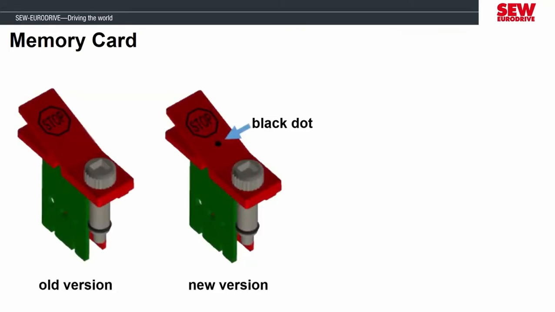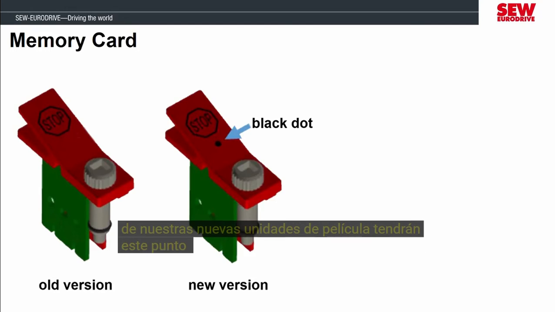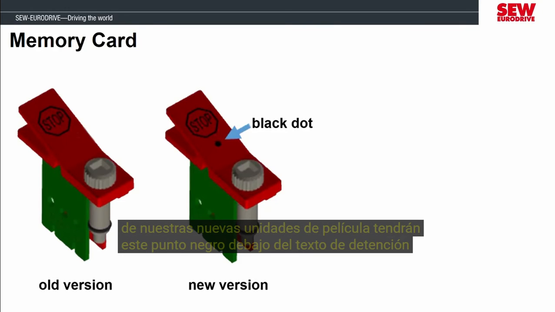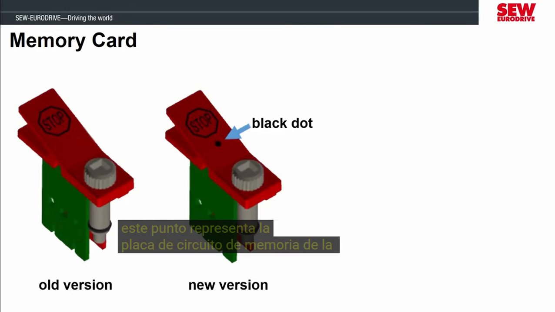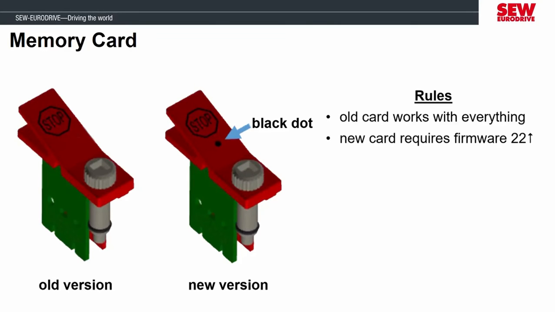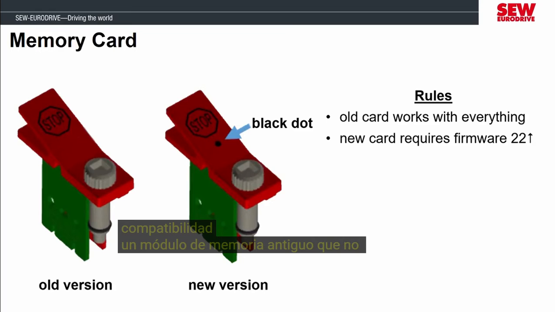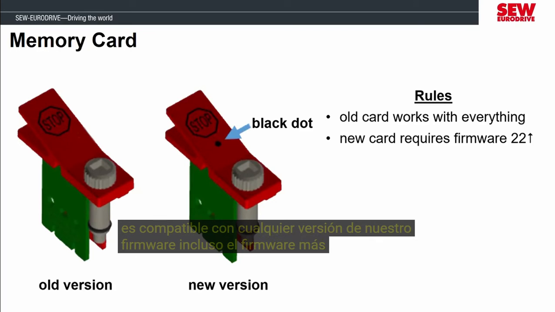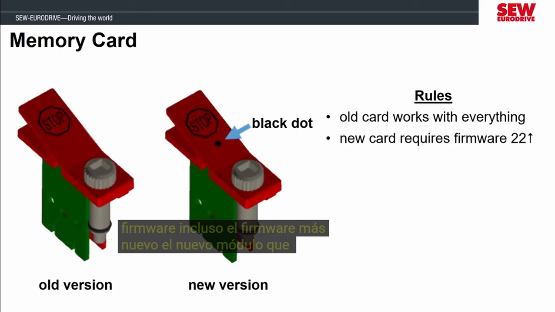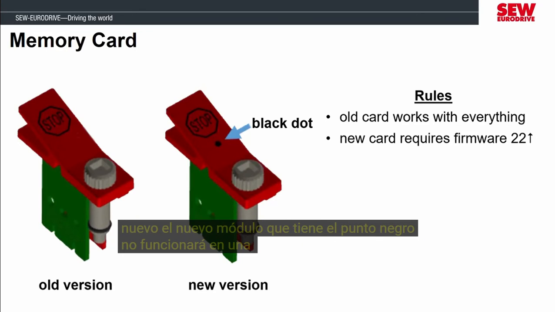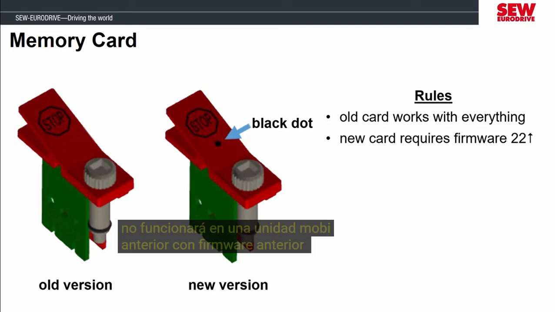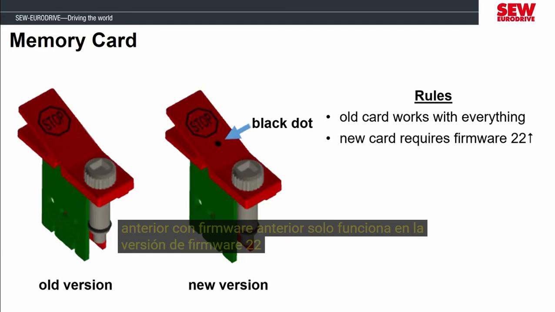In 2018, we had to make a circuit change to our memory modules, so any of our new MOVIDRIVEs will have this black dot underneath the stop text. This dot represents the new version memory circuit board. The reason this matters is because of compatibility. An old memory module that doesn't have the black dot is compatible with any version of our firmware, even the newest firmware. The new module that has the black dot will not work in an older MOVIDRIVE with older firmware. It only works in firmware version 22 or higher.